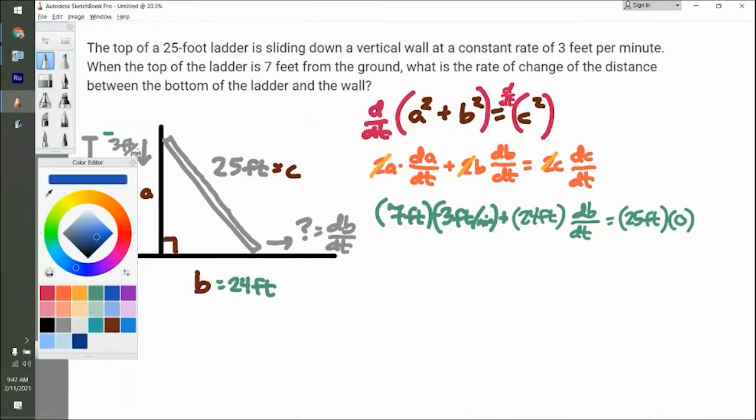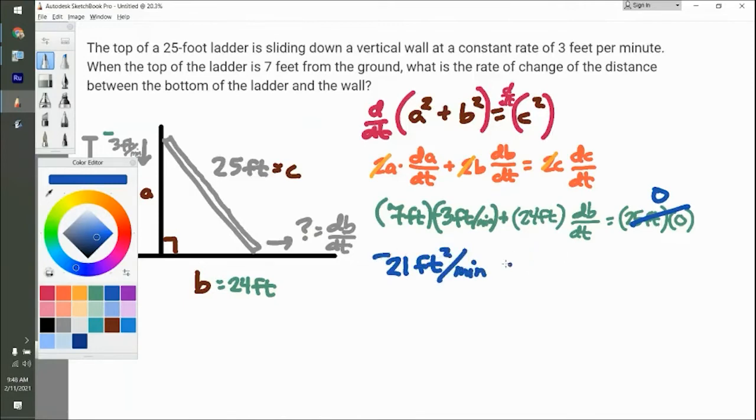They're like, dC over dt, that's not given. Well, the ladder, it doesn't say it's shrinking or growing or anything like that. It should probably say that it's a static ladder, but I guess you just kind of have to assume that. Anyway, this is 0. Now the rest of it is just filling in everything that we know.